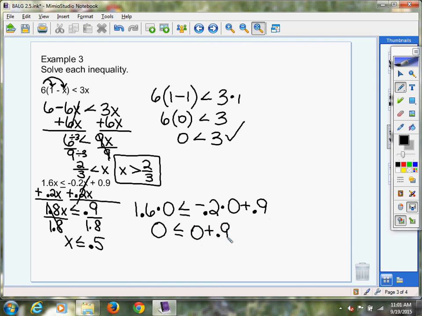And then we'll add those together and we'll get, is 0 less than or equal to 0.9? And yes, it is. 0 is smaller than 0.9. So we know for a fact that this works. So I would just advise you to check your answers because checking will catch the error if you forgot to flip or you flipped when you shouldn't have. It will catch that error if you check it. And I'm totally advising you to do that.